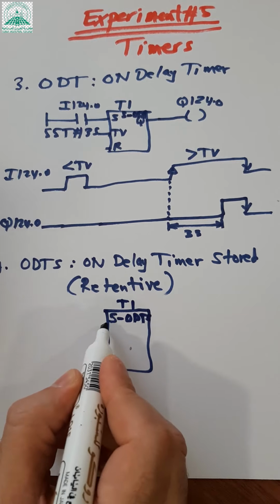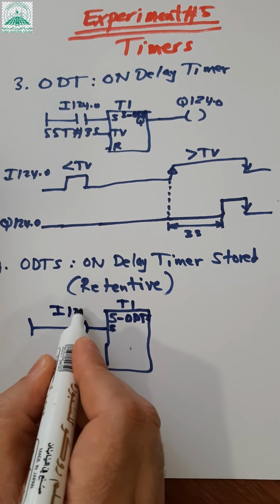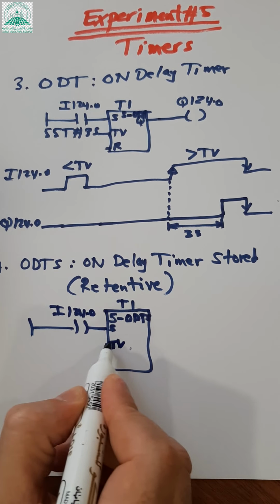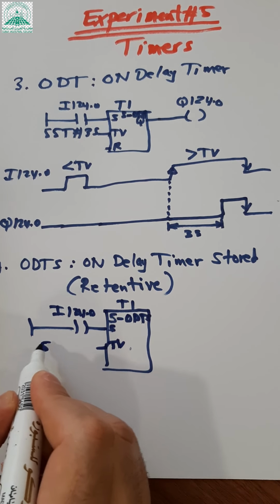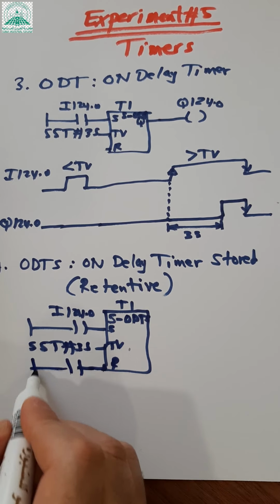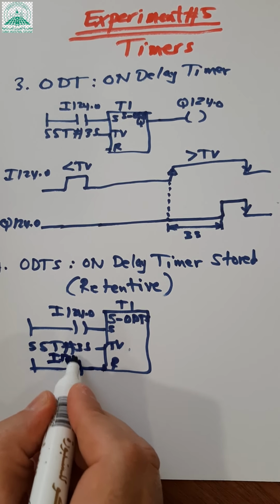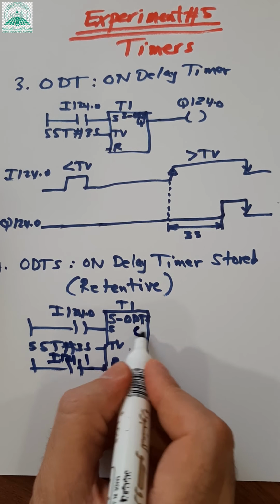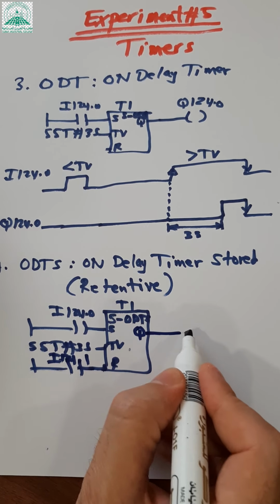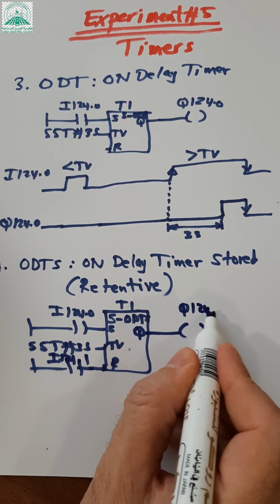This is the timer number. Here the S input as before, I124.0. This is the TV value, S5T hash 3 seconds, and the R input here is a must. We have to use the reset input, for example I124.1, and the Q output here we can connect to, for example, Q124.0.